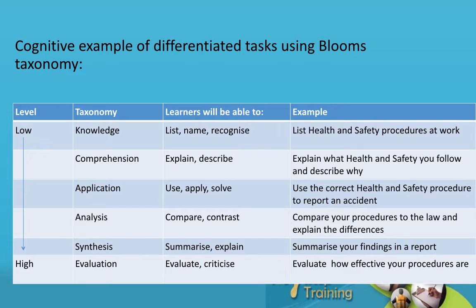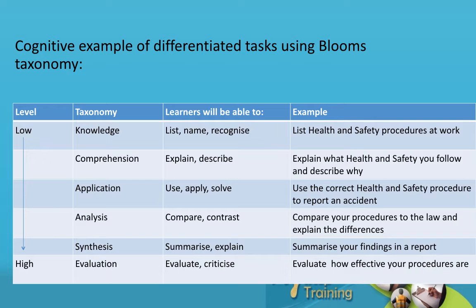So, as this diagram shows, with the lower levels in terms of cognitive learning and understanding, at the lower levels we're talking about knowledge. And in the example I've just given, where we can list, name or recognise certain things, and the example here is list health and safety procedures, or we might be able to list certain people in certain positions' names, or as I said a moment ago, certain football teams.